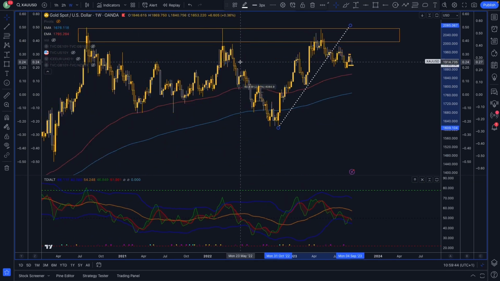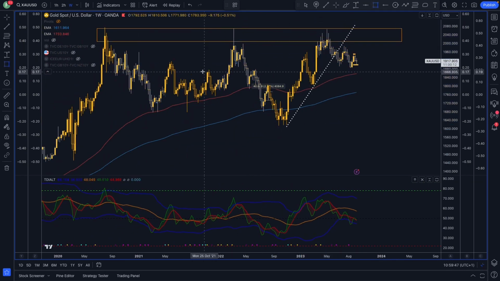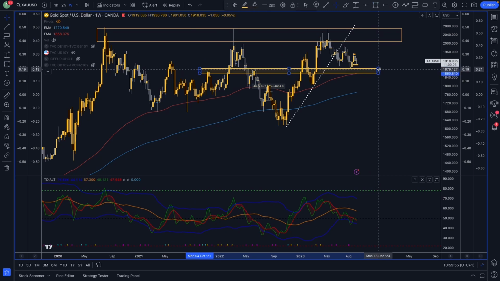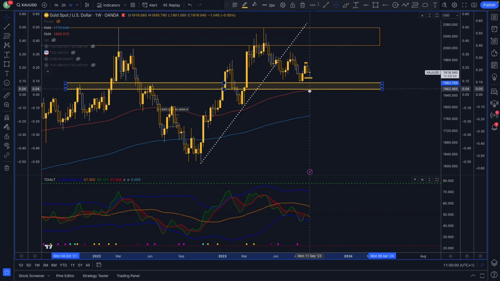You can also see that there's a big support level around that $1,900 an ounce. So just visually looking at the charts, you can see swing point, swing point, swing point, swing point, and you can see that there's a clear support level just around that 1880 region and just that 100 exponential moving average.